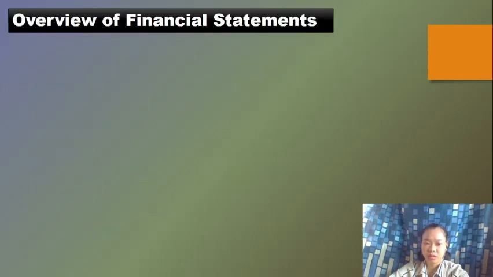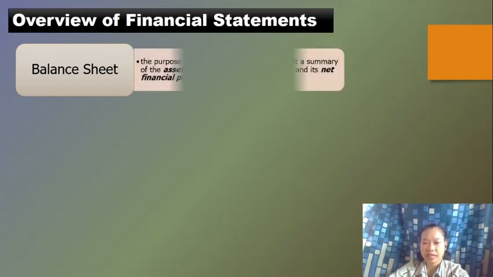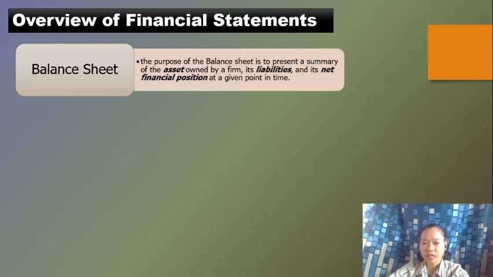Overview of financial statements. We have the four key financial statements, and the first is the balance sheet. The purpose of the balance sheet is to present a summary of the assets owned by a firm, its liabilities, and the net financial position. When we say net financial position, it can be equity at a given point in time. And when we say a given point in time, there's a specific date.